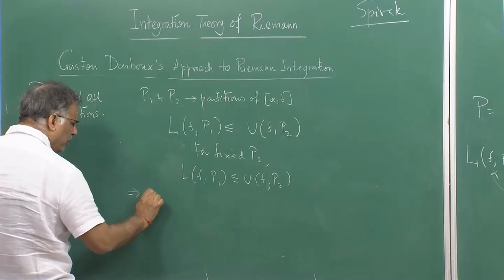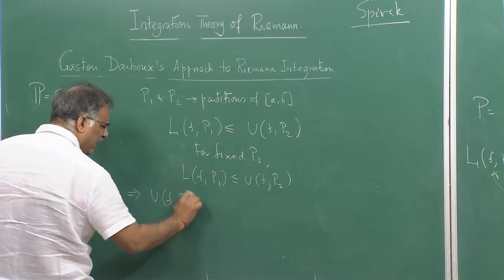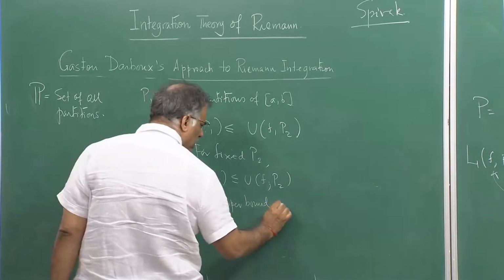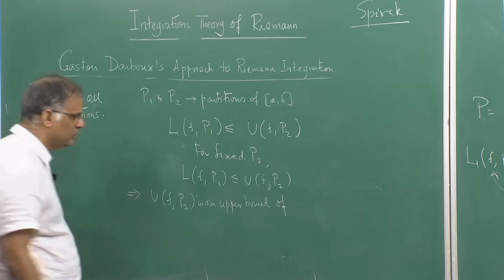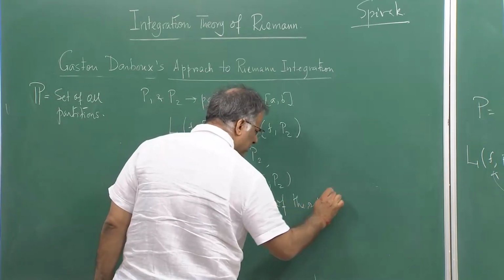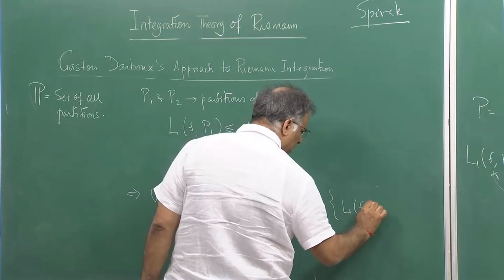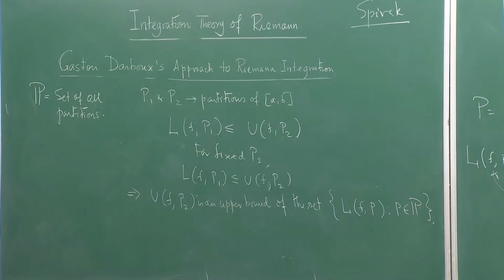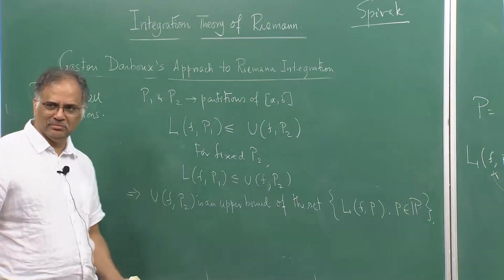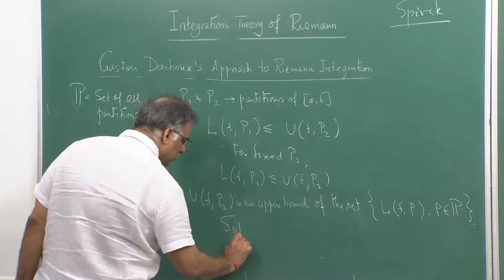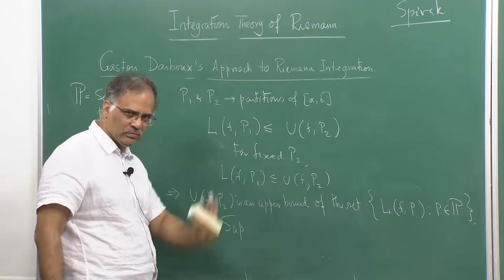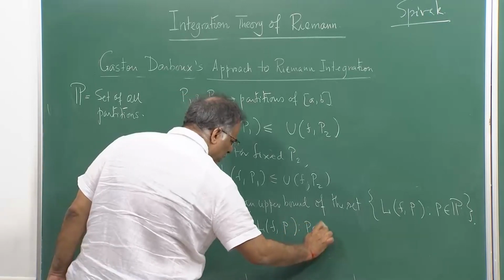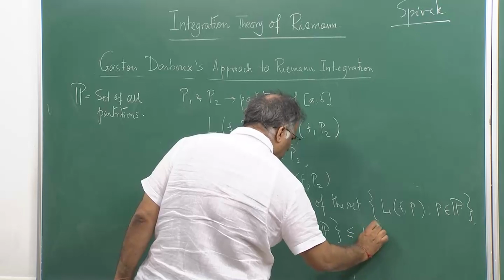So, what does it imply? U_f(P2) is an upper bound of the set of real numbers L_f(P), P an element of 𝒫. If it is an upper bound, there must be a supremum. The supremum is the least upper bound, so it should be less. So, the supremum of L_f(P), P belonging to 𝒫, is obviously less than U_f(P2).